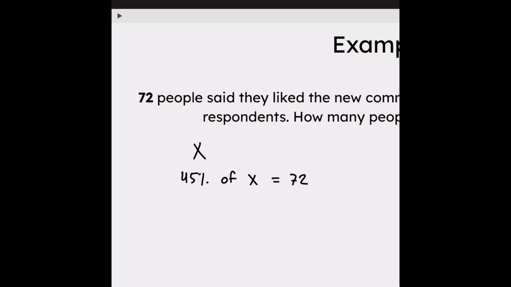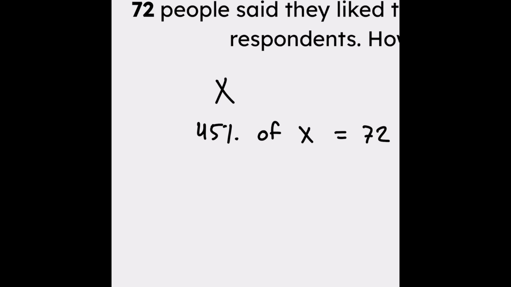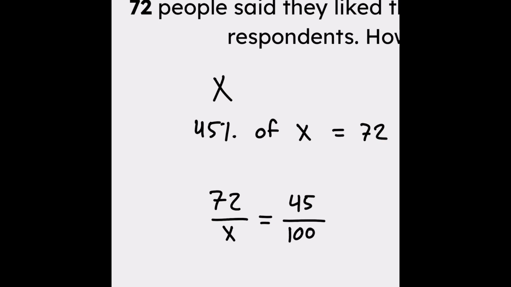Now here's how we can solve this. We're going to set up a proportion. We're going to do 72, which is a part of the respondents that said that they liked the new community park, over X, which is the whole. And we're going to set that equal to 45%, right? Because 72 is equal to 45%. Over 100%, because the whole must be 100%.